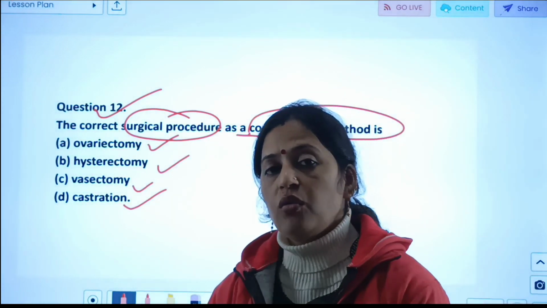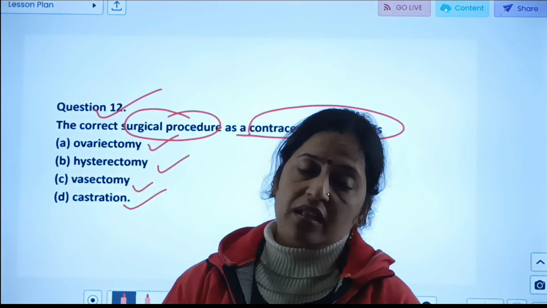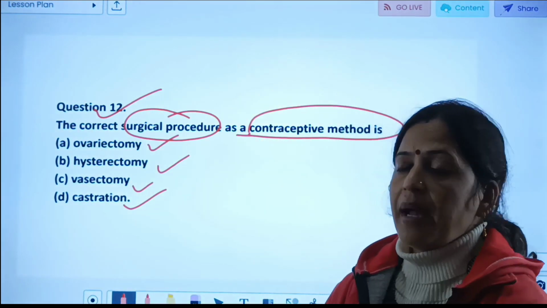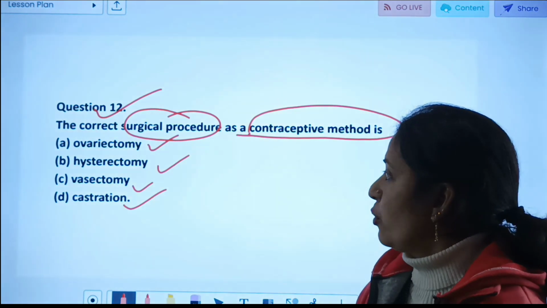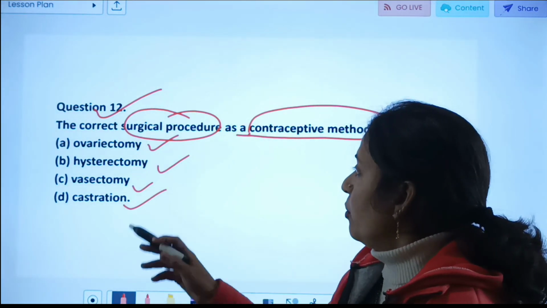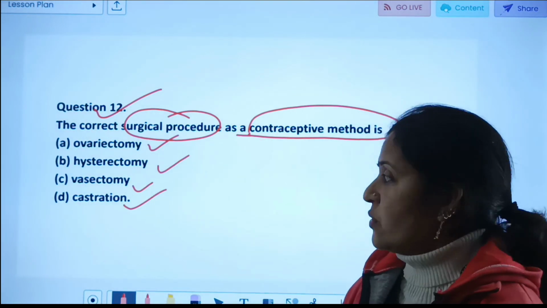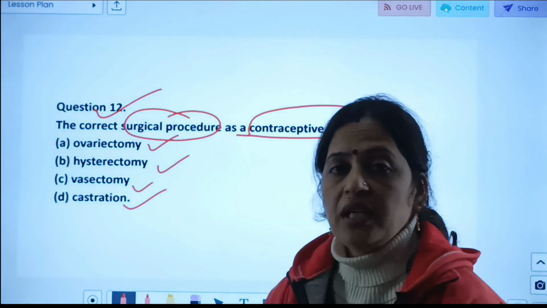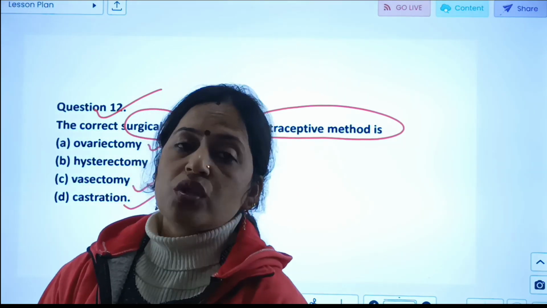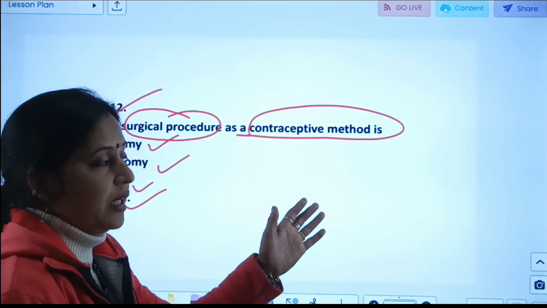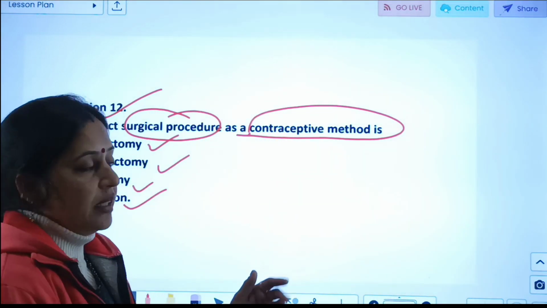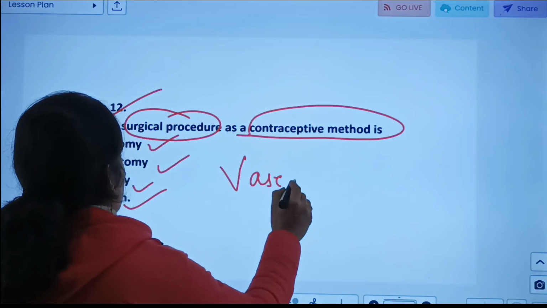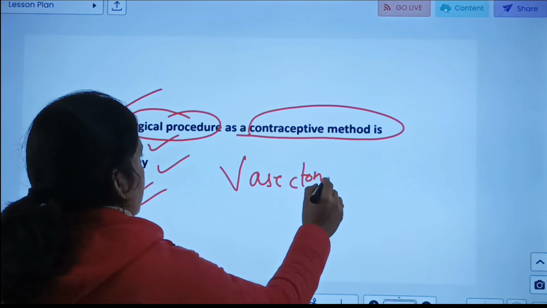So you have to find out the correct surgical method, especially for the contraceptive method, either ovariotomy, hysterectomy, vasectomy or castration. So the correct surgical method that is to be used as a contraceptive method is vasectomy.